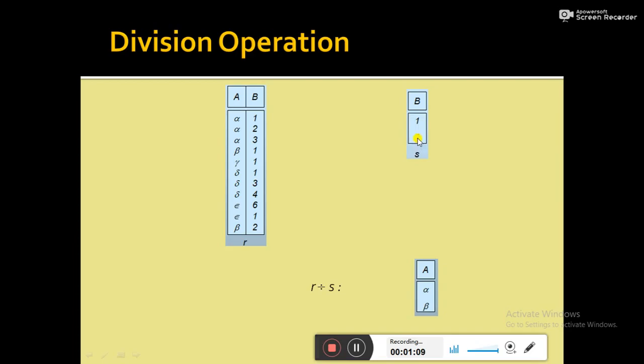Now for every tuple, 1 and 2, if a particular record say gamma is present or not: gamma is present for 1 but gamma is not present for 2, so gamma will not be selected. For every tuple in S, meaning 1 and 2, if delta is present or not: delta is present for 1 but delta is not present for 2, so delta will not be there. And as well as epsilon: for the value 1 in relation S, epsilon is present, but for the value 2 in S, epsilon is not there, so epsilon will not be included here.